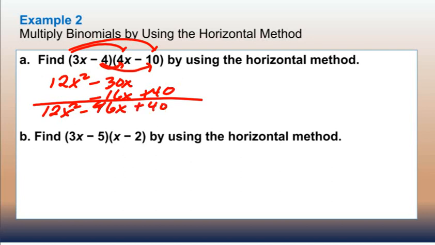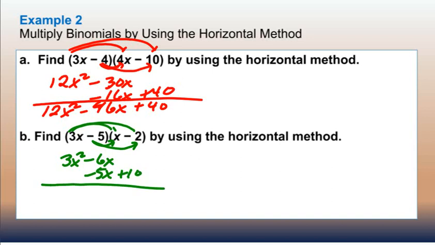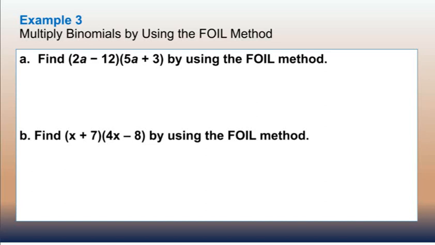And the next one, I'll FOIL this as well. This will give us 3x squared minus 6x. Negative 5 times x is negative 5x. Negative 5 times negative 2 is a positive 10. Add straight down and we get 3x squared minus 11x plus 10. Now the FOIL method is probably the easiest or the most commonly used instead of the vertical method.